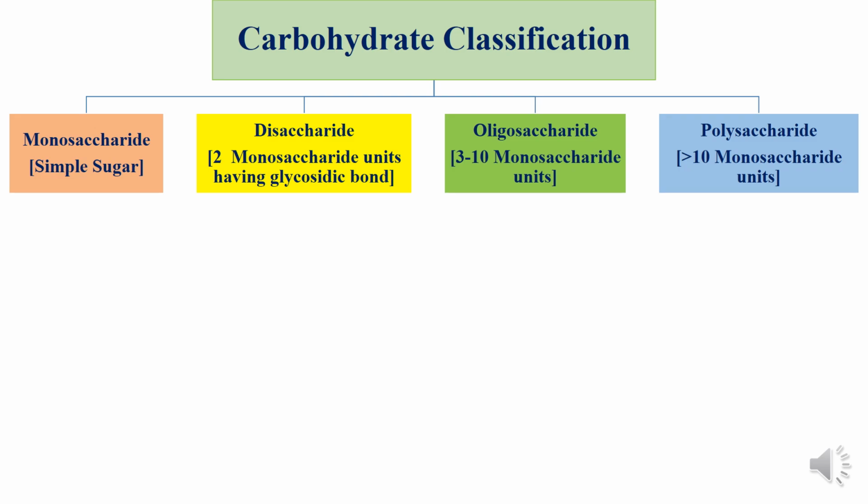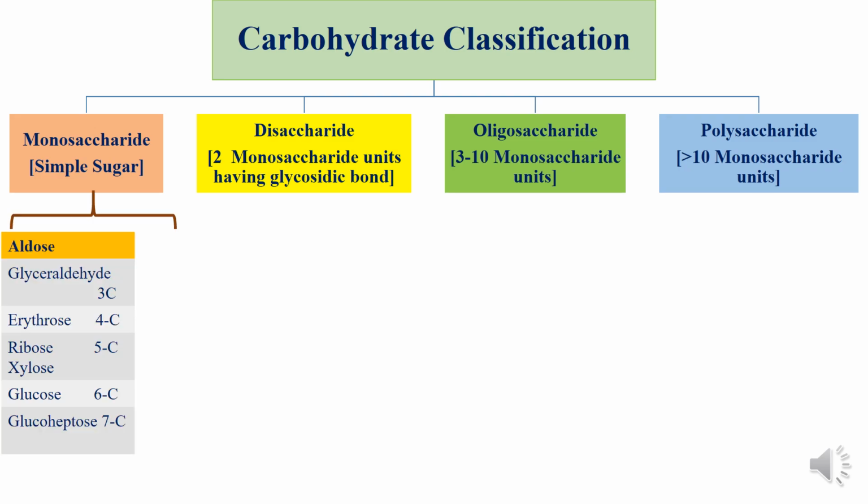The monosaccharides are made of 3 to 7 carbon containing skeleton, and these include aldoses, the aldose sugar. Depending on the number of carbon, they can be classified as triose, example glyceraldehyde, tetrose, example erythrose, ribose and xylose are pentoses. Glucose is an example of hexose, which is the main source of energy in our body, and glucoheptose is a heptose.